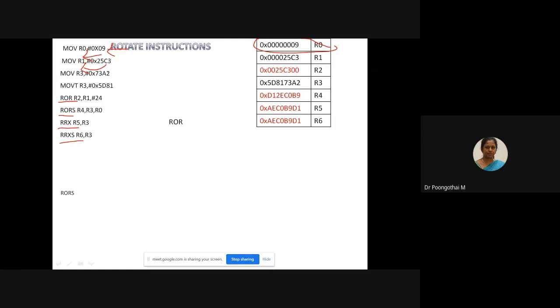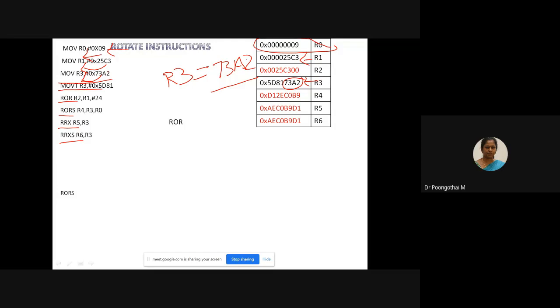So what is the next instruction? Move R3, #73A2. So the 16-bit hex value is loaded into the lower half word of R3. Your R1 holds this value and your R3 holds this one. After execution of this instruction, your R3 holds 73A2. Only a 16-bit value. After that, I am using the move top instruction.